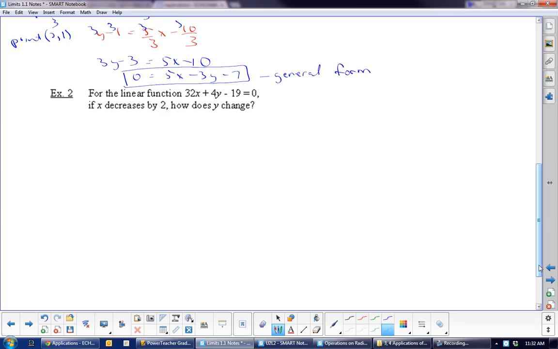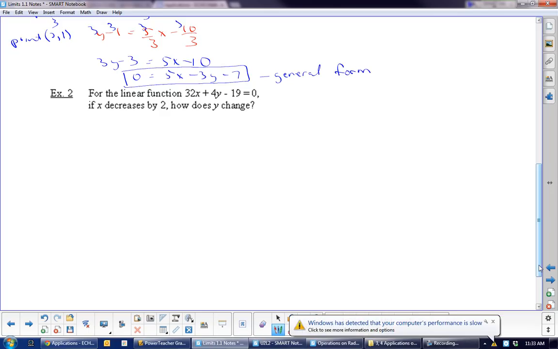Well, the first thing we want to do is find out, what's the slope of this line? Because then if I know x changes this much, I can find out how much y is going to change. Okay? So the slope is by doing the entire opposite of what we just did above. We got to the general form. We're going to take the general form, go back to slope. So the first thing we want to do is get y by itself.